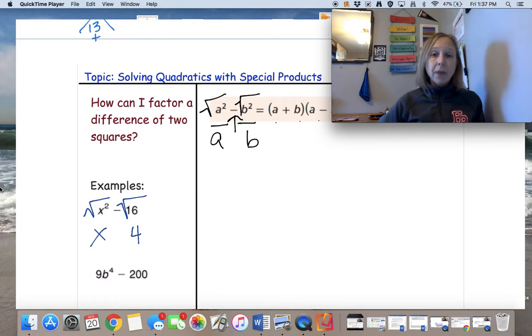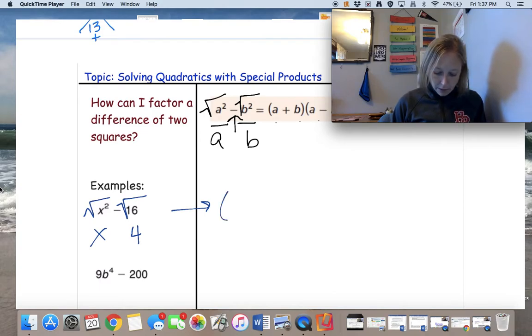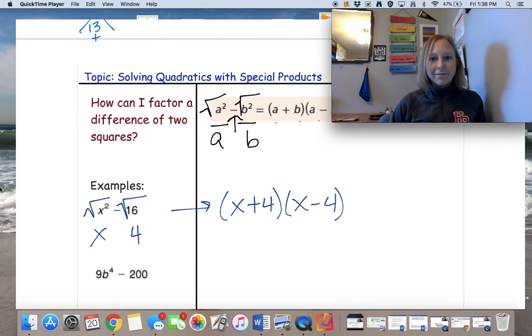If that was a plus sign, it would not be a difference of squares, it would be a sum of squares. This formula would not work. So now I'm just going to use x as my a and 4 as my b. X plus 4, x minus 4, and done, factored. See how much quicker that is?